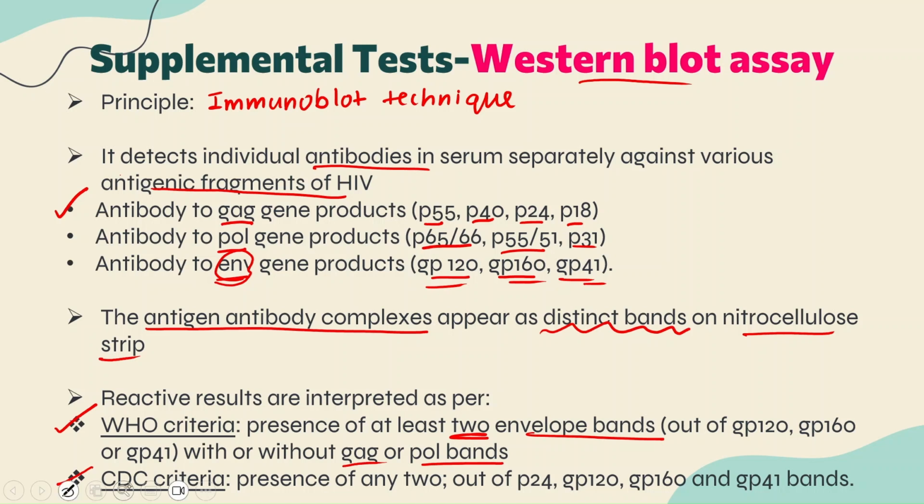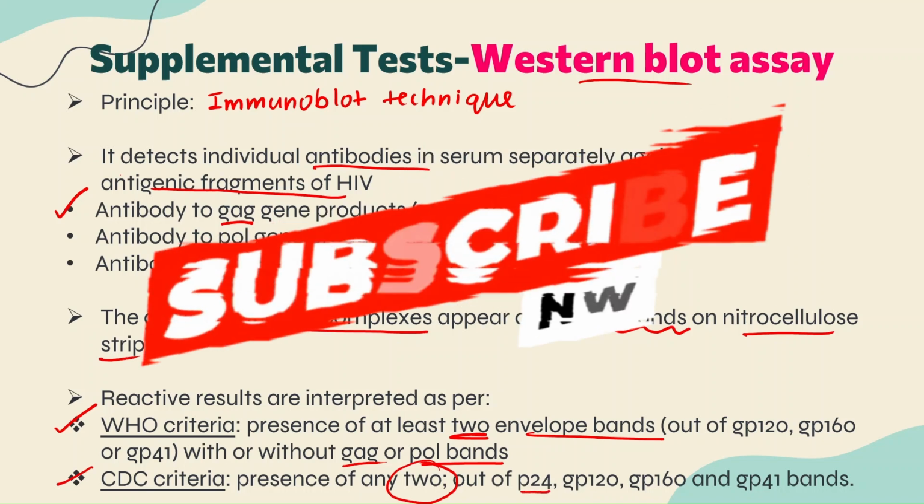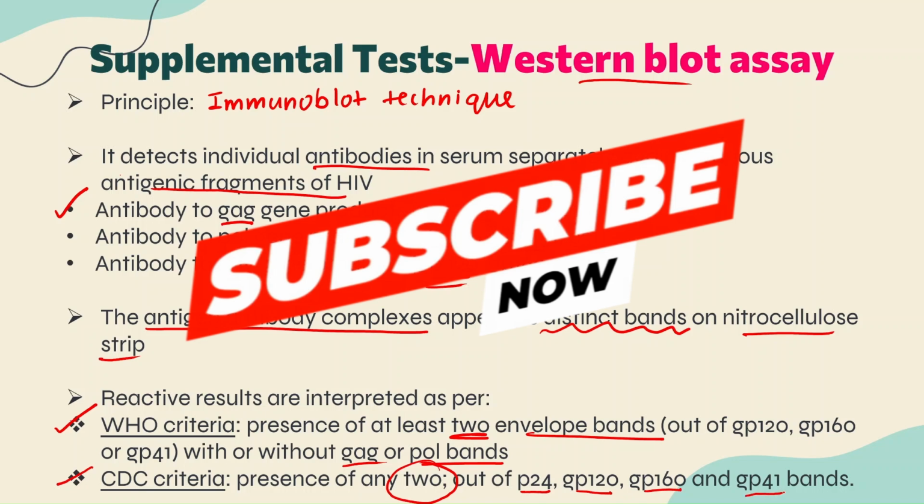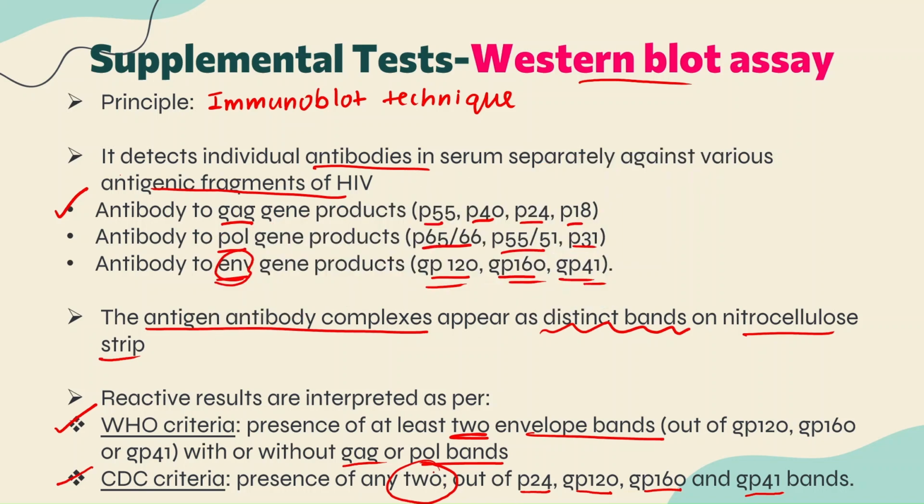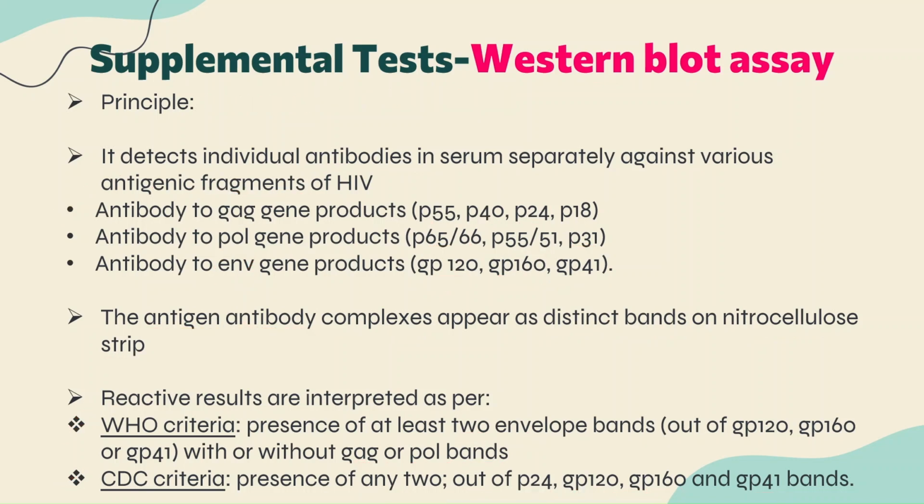Okay, and according to CDC criteria, guys, CDC criteria के हिसाब से we should be having at least two bands out of the following four antigens: the P24 antigen and your glycoprotein 120, glycoprotein 160, or glycoprotein 41. So out of these four antigens, if at least two of them are coming positive, according to the CDC criteria we can say that the Western blot assay is positive. The test is positive. And according to WHO, guys, दो envelope bands होने चाहिए with or without the gag or pol gene bands. Is it clear? The criteria over here is clear. So that was all about the supplemental test, guys.